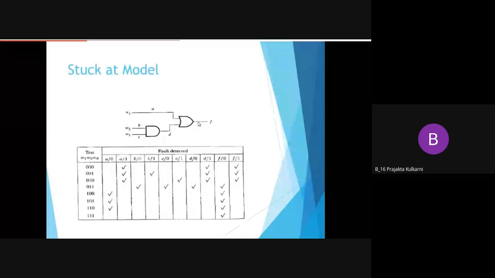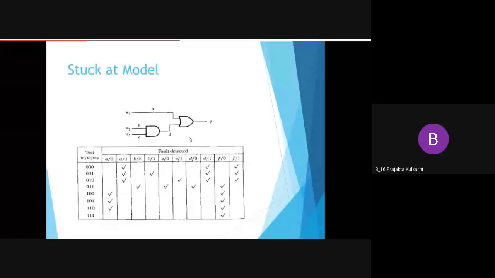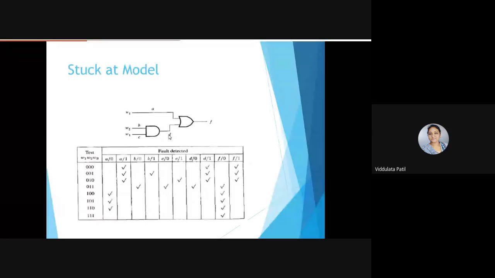0, 0, 0. Suppose we apply 0, 0, 0, the output will be 0. Yes, because as we have applied W2 equal to 0 and W3 equal to 0, the output of the AND gate will be 0. W1 is 0, that means the output of this OR gate is 0, which will result in a 0 output. But now suppose that A is stuck at 1. Now what will happen?